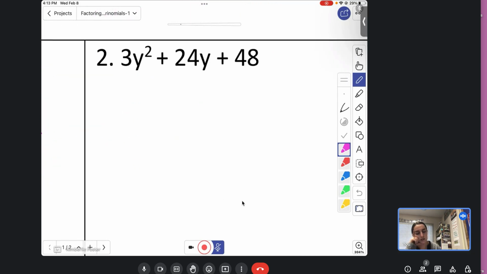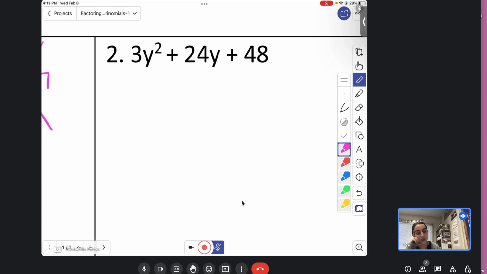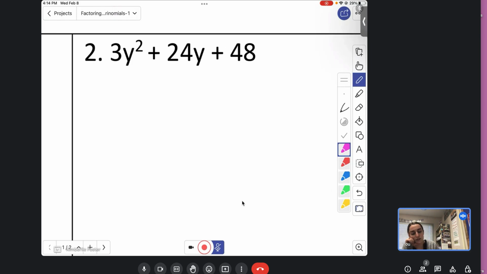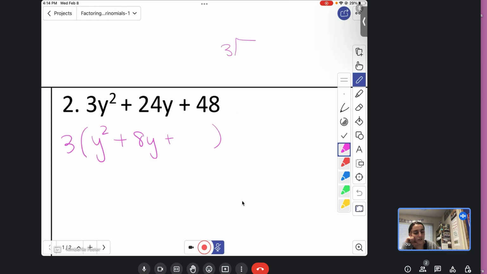Let's take a look at this one. First thing I'm going to notice is that I am going to have a GCF. 3, 24, and 48 are all divisible by 3. So I'm going to factor 3 out from here. When I do that, I'm left with y squared plus 8y plus 48 divided by 3. If you're not sure, you could do a little division.